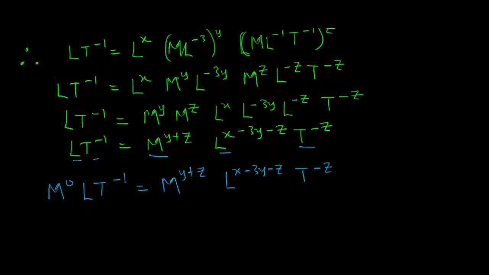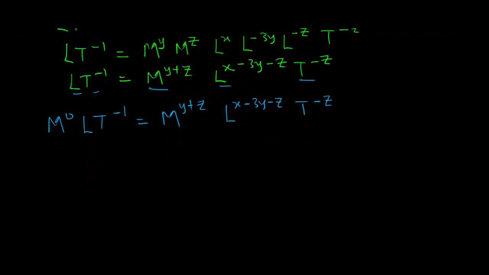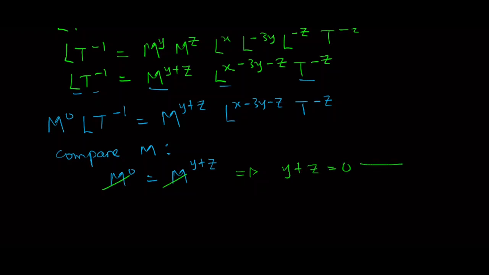So what we are going to do now is apply the principle of dimensional homogeneity. This principle says that if an equation is dimensionally correct, the left hand side is equal to the right hand side. So let's compare the terms on both sides. Let's compare M on both sides. M on the left hand side is M^0, while M on the right hand side is M^(y+z). In that case, M can cancel M. Why do we cancel it? Because they have the same base. According to the law of indices, we are left with y plus z equals 0. Let's make that equation 2.